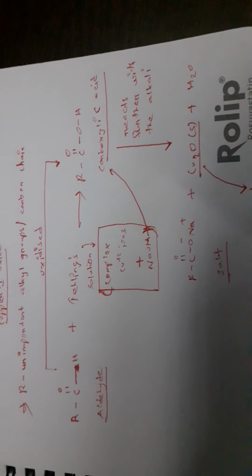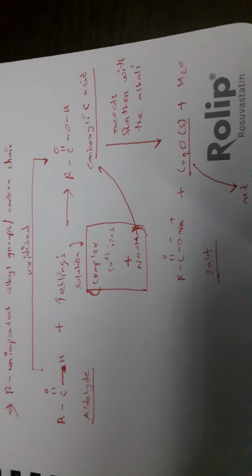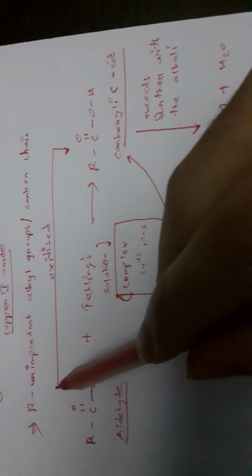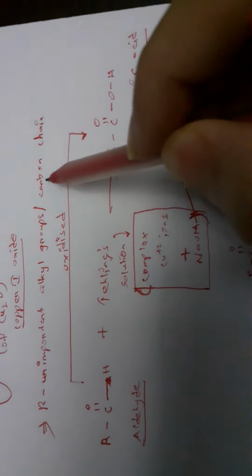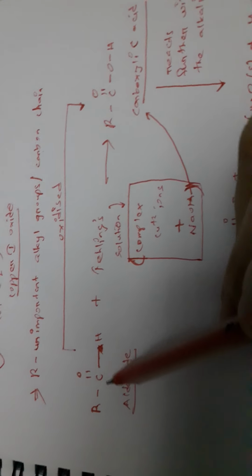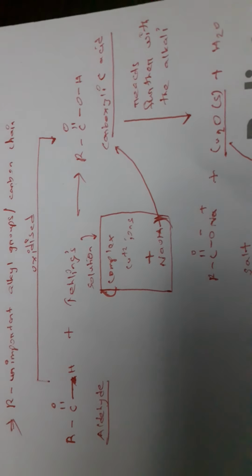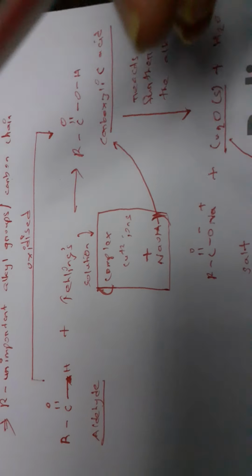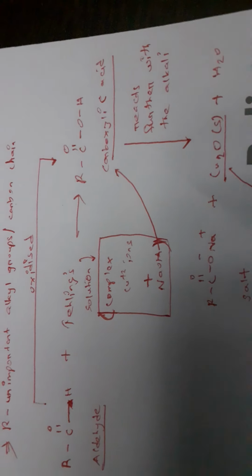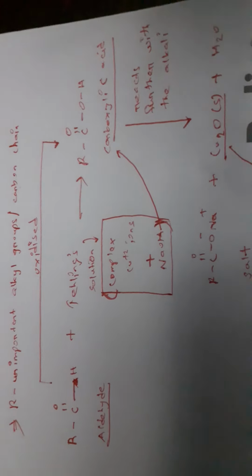Now here is a representation of how the reaction between an aldehyde and Fehling solution goes. So here this is the aldehyde. Here R represents unimportant alkyl groups or carbon chain. R is that part of the aldehyde which does not take part in this reaction, so it is completely unimportant in this reaction mechanism. We represent that part of the aldehyde, which can be an alkyl, methyl, any carbon chain length, with an R.